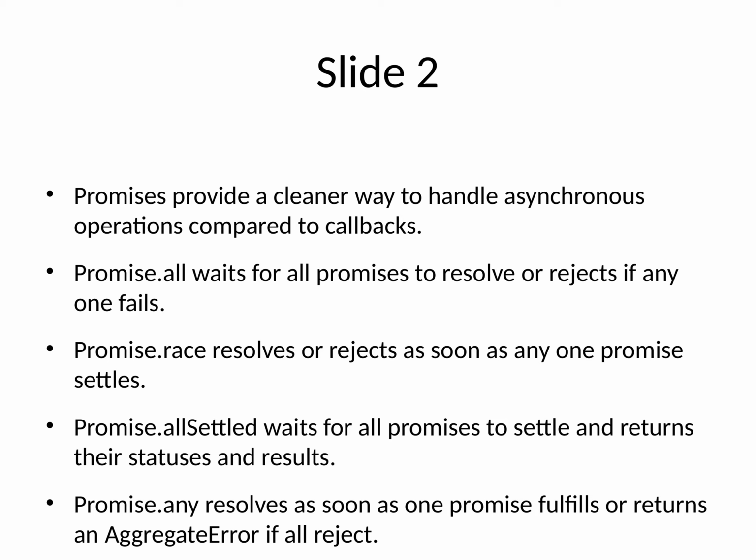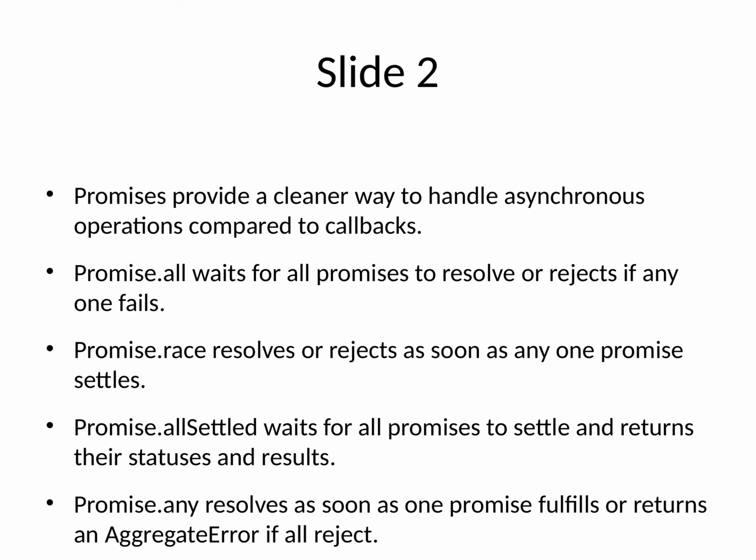Promises are a fundamental feature in JavaScript for managing asynchronous operations. They provide a cleaner and more structured approach compared to the traditional callback pattern. For example, Promise.all is a method that waits for all promises in an array to resolve. However, if any one promise fails, the entire Promise.all call will reject. On the other hand, Promise.race resolves or rejects as soon as any one promise in the iterable settles, making it useful for scenarios where you need the fastest result.